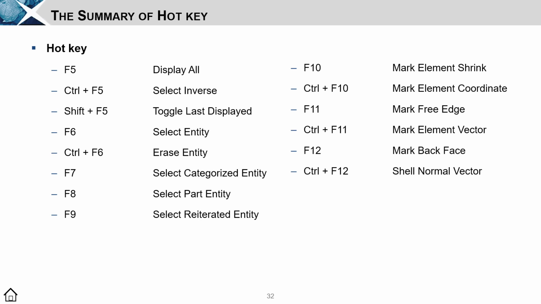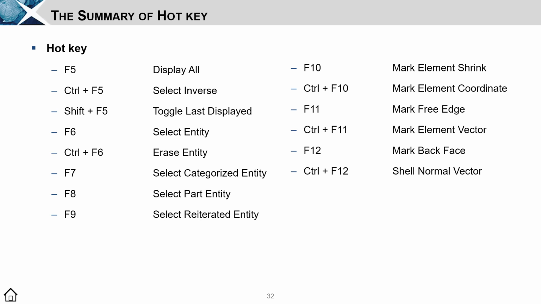Function 5 is a full model view. Mask parts are excluded. Function 6 is a shortcut that allows you to select an entity for plotting. The most popular feature allows you to select entities in a variety of ways.